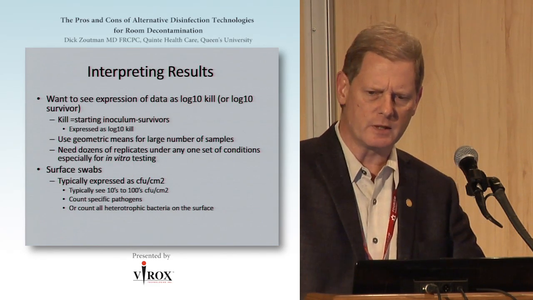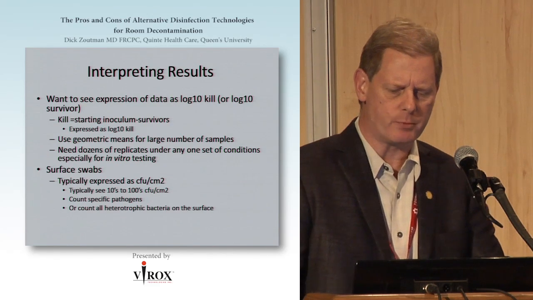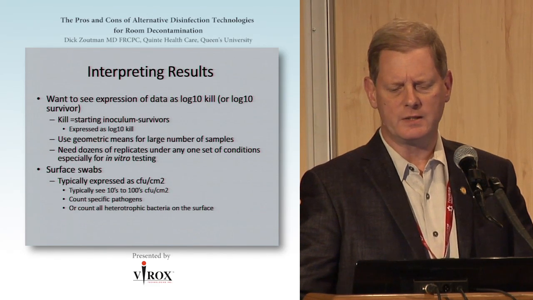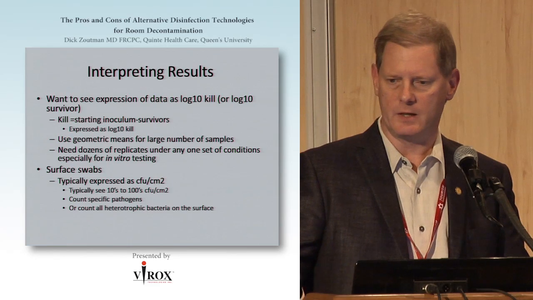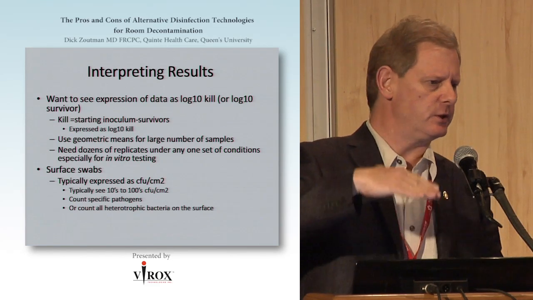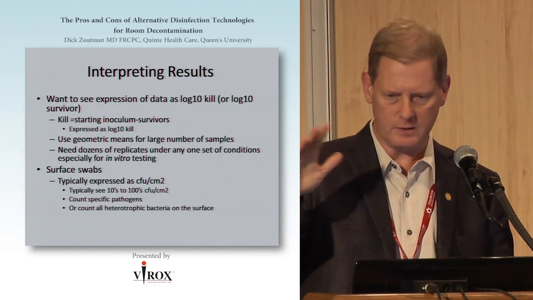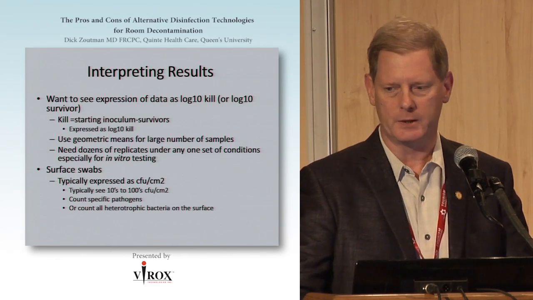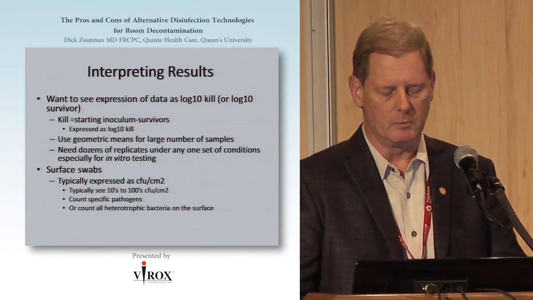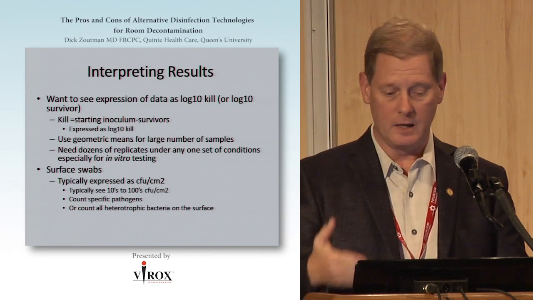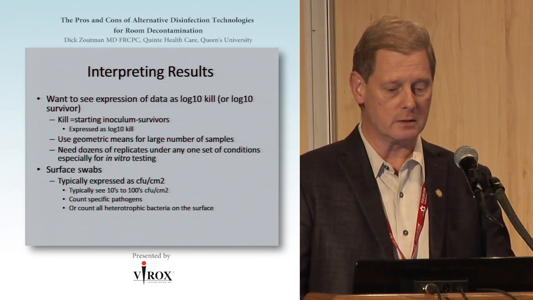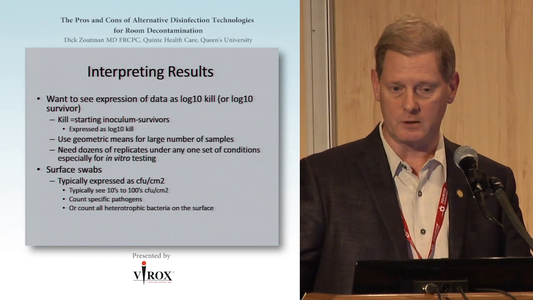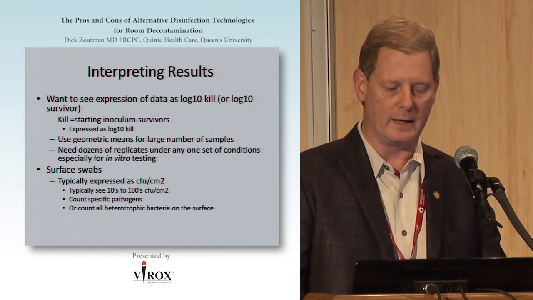In interpreting the results, what I look for is I want to see the expression of the data as a log 10 kill or the log 10 of the survivor. Remember, with bacteria, we're talking about huge numbers. It's in logarithms. If you didn't do logarithms in grade 12, you've got a problem with this data right off. So get a good calculator or get somebody to help you work through that. Kill is really what you started with minus what you killed, or what survived, rather. That's the kill rate. But it's done in a logarithmic way.